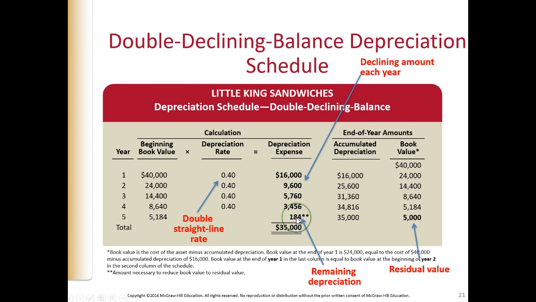And so it's last year's what we just call a plug figure. Whatever we need to get the $5,184 down to the residual value of $5,000. That's $184. Again, it's just a plug figure. We don't use the regular computation. So in this method, you can see we have a lot of depreciation the first couple of years, but very little the last couple of years. But overall, the same total depreciation.